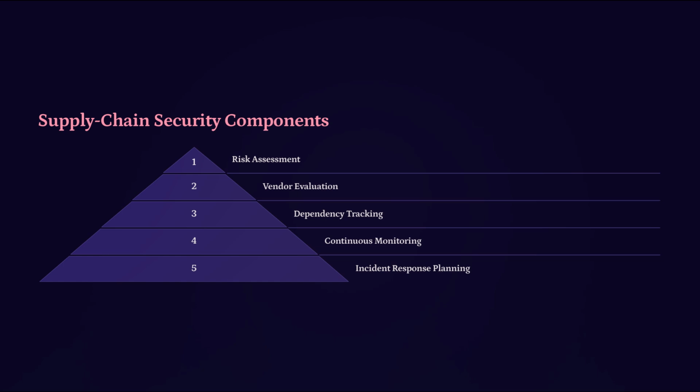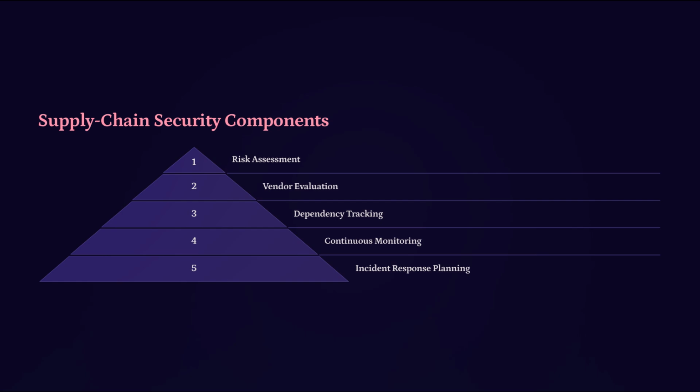Building on our previous discussion about the AI supply chain security framework, let's delve into the critical components that make up an effective security strategy. First, conducting a thorough risk assessment is essential. This helps identify vulnerabilities and prioritize areas that need immediate attention. Next, evaluating your vendors is crucial. A thorough vetting process ensures that third parties uphold the same security standards you do.